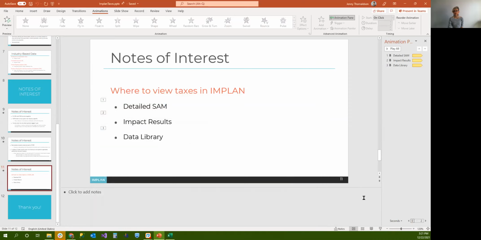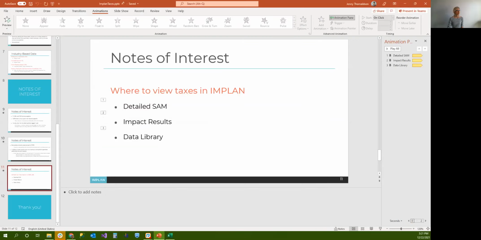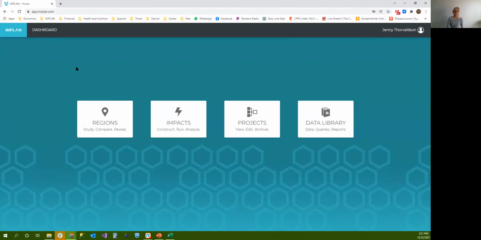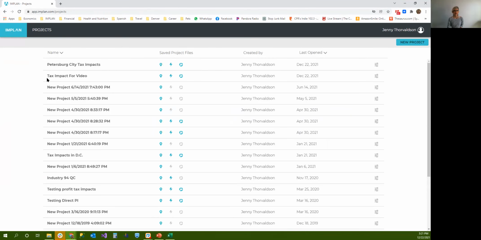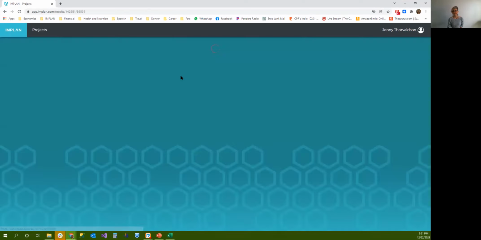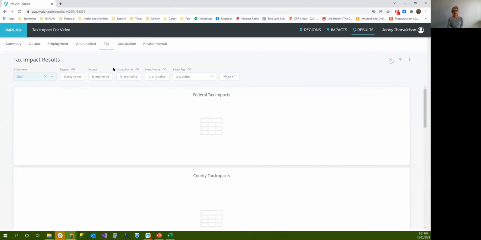And then the next thing we'll look at, so we looked at the detailed SAM, now let's look at impact results. So now I'm gonna hop into the tool. So here is IMPLAN, and I have already built some impacts for us to look at. So here's my tax impact for the video, which is this video. And here are our impact results. I'm going to go ahead and click on tax so I can jump right to those.